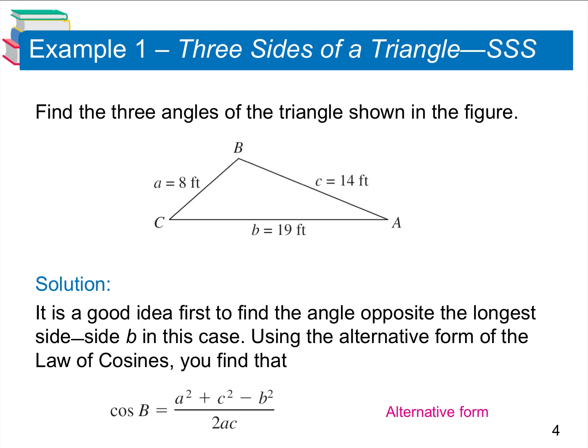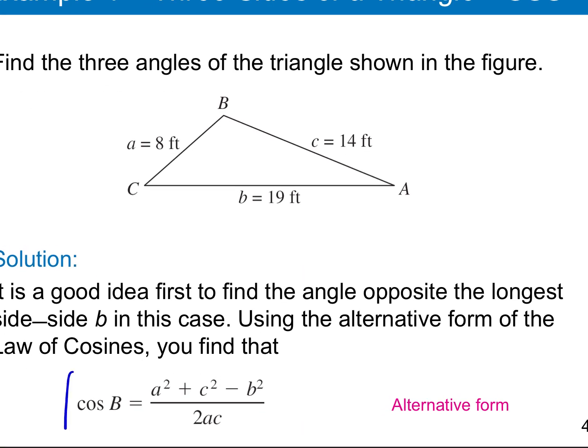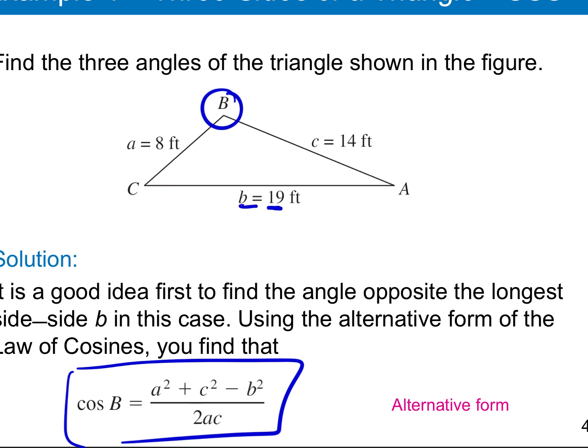So in example 1, we have to find the 3 angles of the triangle shown. It gives us 3 sides, so are we going to use the standard form or alternative form? Alternative form. So it gives us the formula here. We always want to start by finding the largest angle first. So which would be our largest angle, A, B, or C? B. How did we know that B was going to be the largest? Because it has the longest side. So B is the longest side, so it's paired with the largest angle.